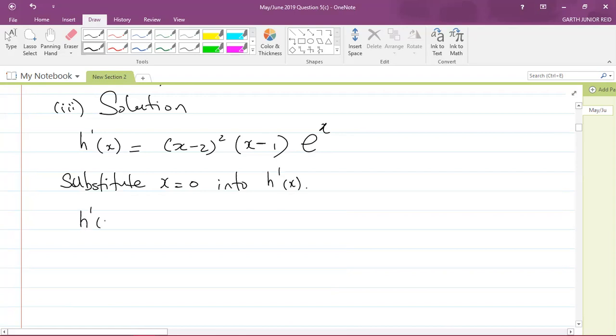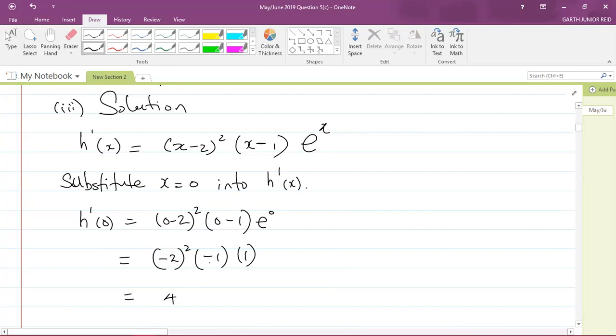So you will get h prime of 0 is equal to (0 minus 2) all squared times (0 minus 1) times e to the power of 0. Now 0 minus 2 is minus 2, squared, times 0 minus 1 is a minus 1, and e to the power of 0 is 1. You should know that. If you're not sure, you could use your calculator as well. Now this is going to be equal to negative 2 squared, which is 4, multiplied by negative 1, multiplied by 1, which is a negative 1. And negative 1 multiplied by the 4 will give us a negative 4. So h prime of 0 is equal to negative 4.